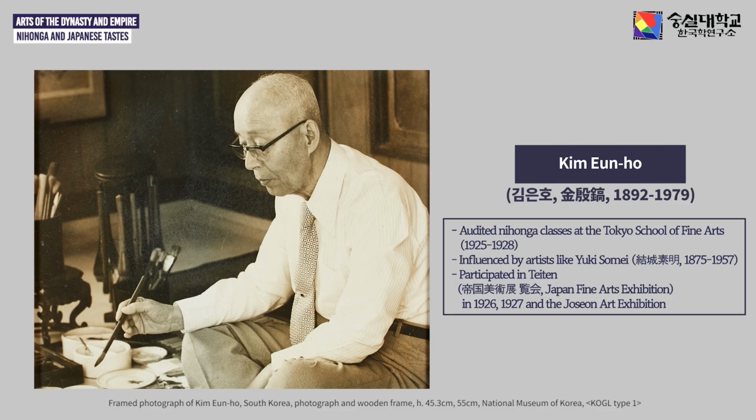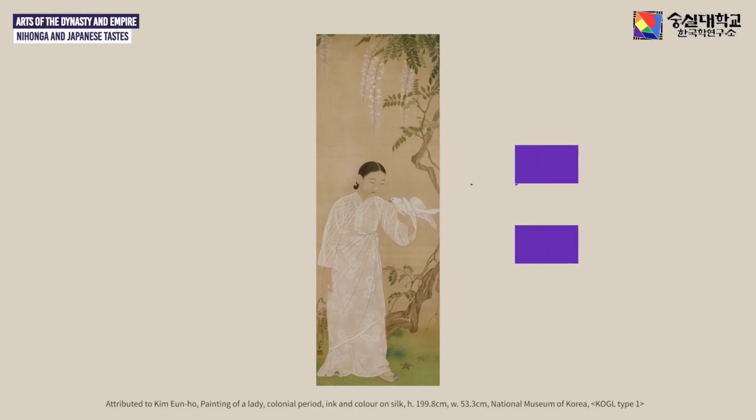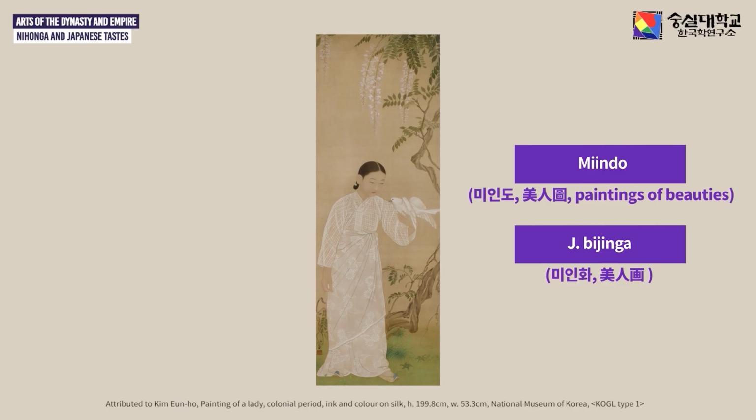Kim was also a regular participant in the Choson Art Exhibition, and his consistent presence at this event helped solidify the influence of Nihonga in the Korean art scene. Kim produced numerous paintings of beauties, or bijindo, in the Nihonga style. This work, depicting a woman gazing at a white bird perched on a hand under a wisteria tree, strongly conveys a flat and decorative impression through the graduated color planes and delicate brushstrokes.